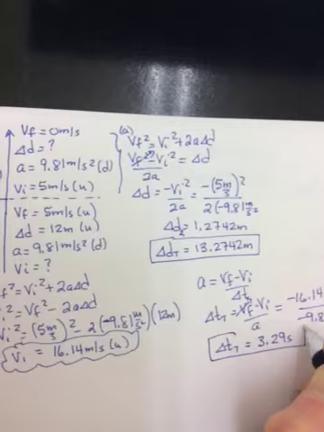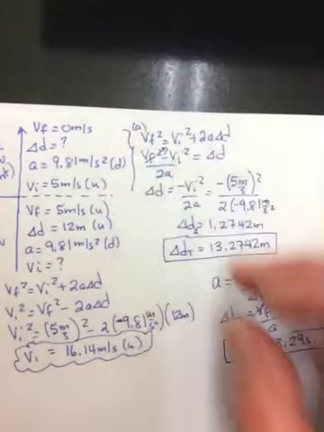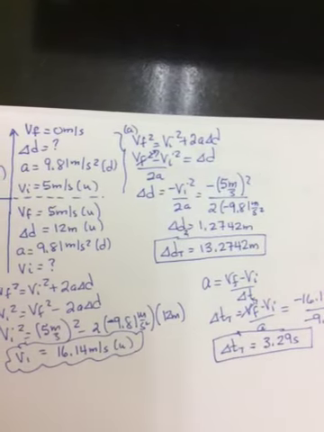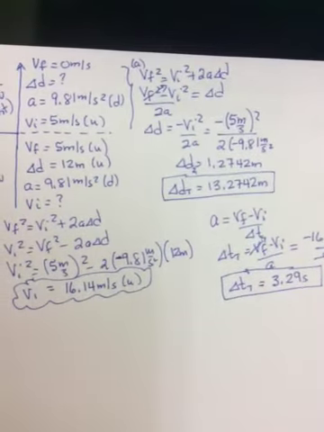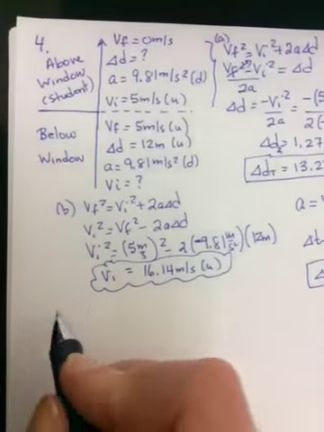Now you could have also done it in parts. You could have found the time for this section and the time for this section and added it together. You should get exactly the same answer. But doing it all in one step is just a little bit quicker, which is why I did it that way. Okay, so that's number 4.